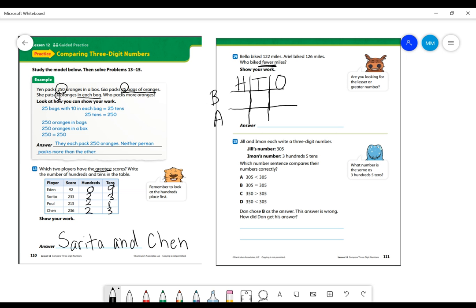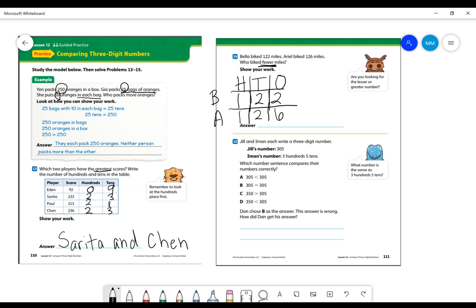All right. So Bella biked 122 miles. In 122, how many hundreds are there? We have 100. We have 2 tens and 2 ones. Ariel biked 126. She biked 100, 2 tens, and 6 ones.